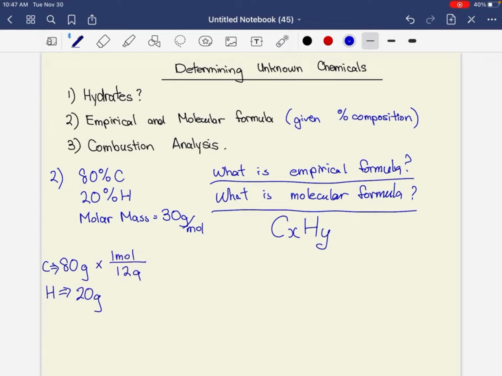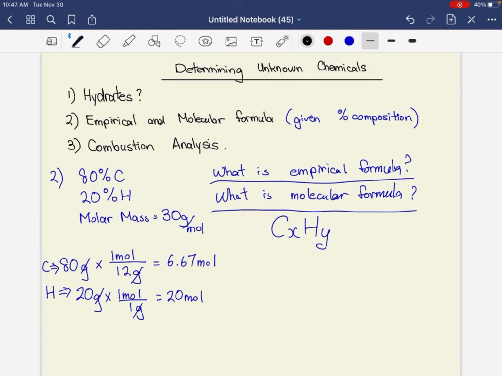So first, turn 80 grams of carbon into mole of carbon by dividing it by 12. Turn 20 grams of hydrogen to mole of hydrogen by dividing it by 1. As a result, for hydrogen, you have 20 moles. Now that's easy. For carbon, let me bust out my calculator here. 6.67 mole. All right. Now that you turn C into mole, H into mole, now we're ready to do some mole ratios. Now, hopefully you remember how to do ratios. So let's do some ratios.